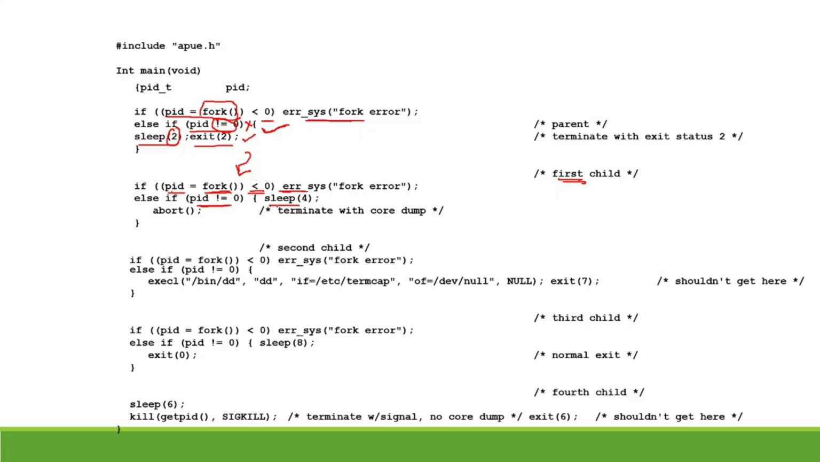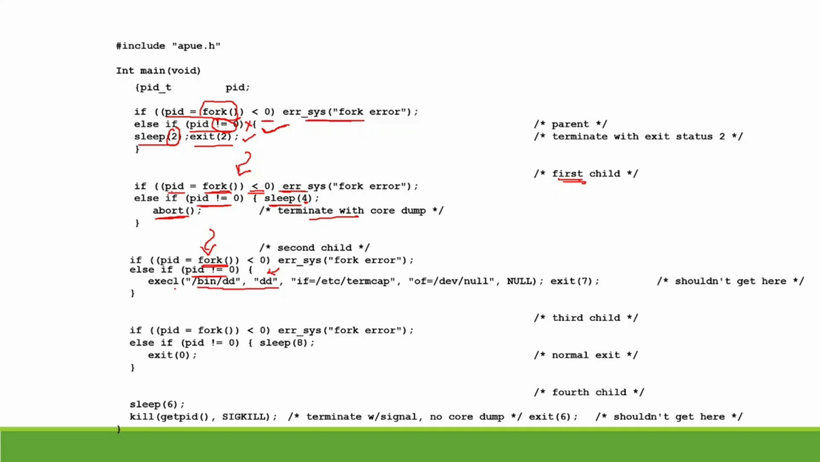So what is done? It is made to sleep for 4 units of time, then this particular process is aborted. So the first child is aborted after sleeping for 4 units of time, not seconds, and it will be terminated with a core dump. If this condition is not true, control comes here again. So this is for the second child process, which again calls a fork system call. And if PID is not equal to 0, then this second child is now the parent.